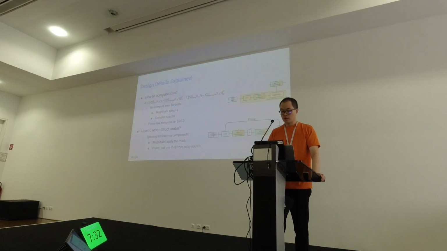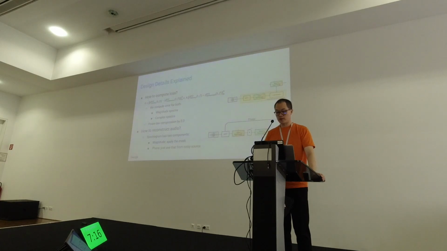About the loss function, we are computing the L2 reconstruction loss for both the magnitude and the complex spectrum. This is following the practice of existing previous work. We also know that human hearing is nonlinear, so we use a power law compression of 0.3 to equalize the importance of quiet sounds relative to loud ones.